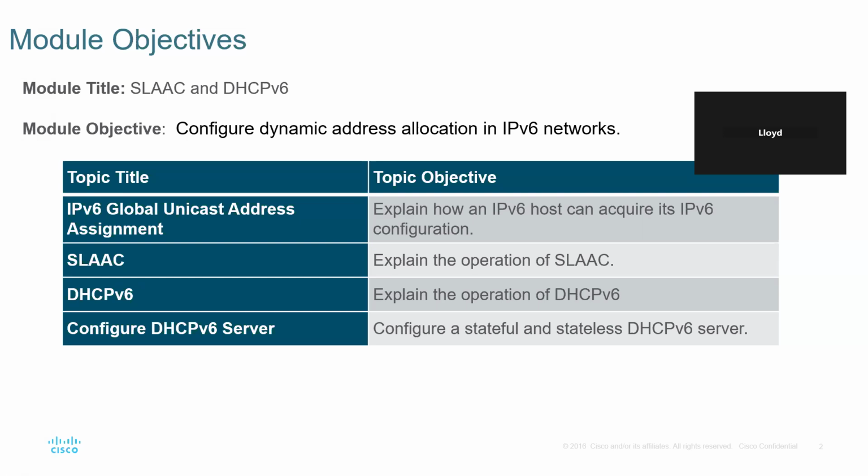Our objectives are to explain how IP version 6 hosts acquire IPv6 configuration. Then we go through the process and operation of stateless auto configuration, explain the operation of DHCP version 6, then look at how we configure a stateful and a stateless DHCP version 6 server. I think we also look at how a client is also configured at this stage.